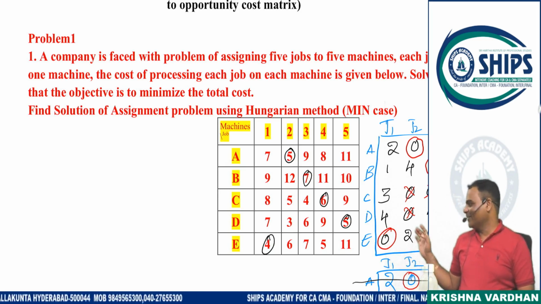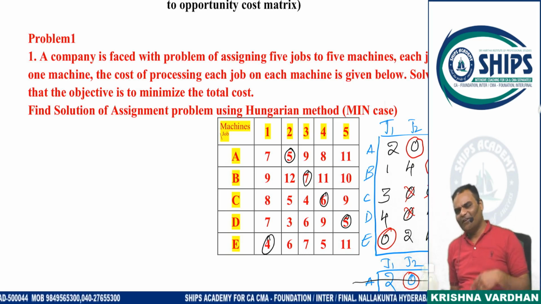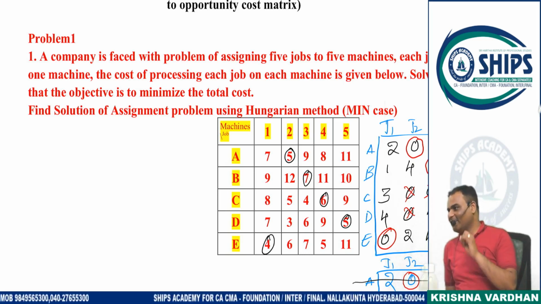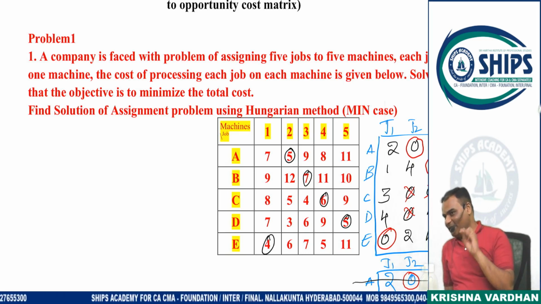Right. Okay. What is the first step? Check whether it is balanced or not. If it is not balanced, balance it. Then row minimization. Then column minimization.